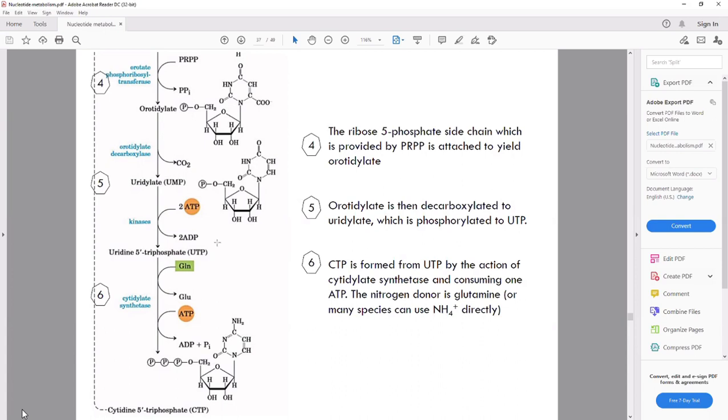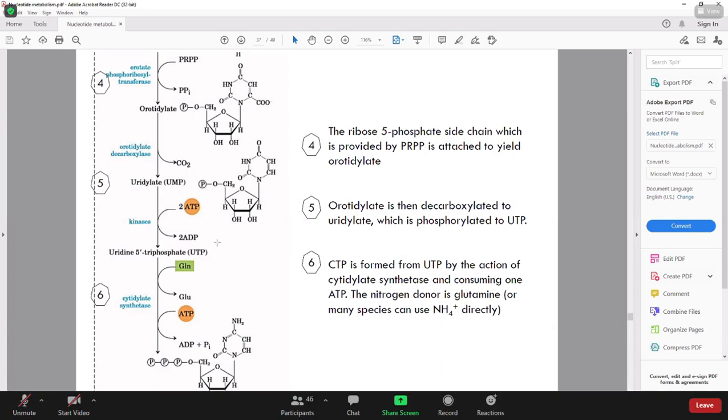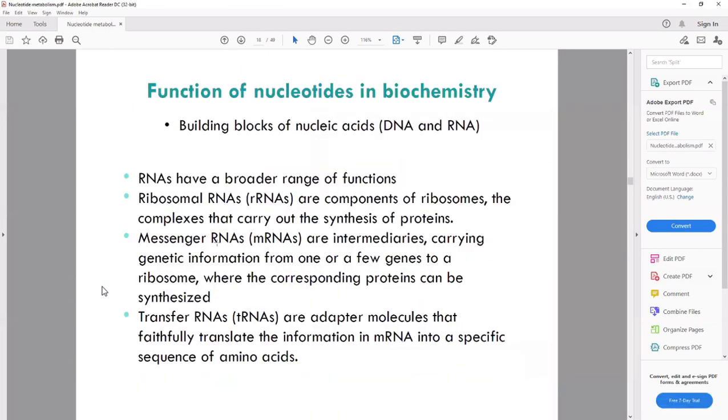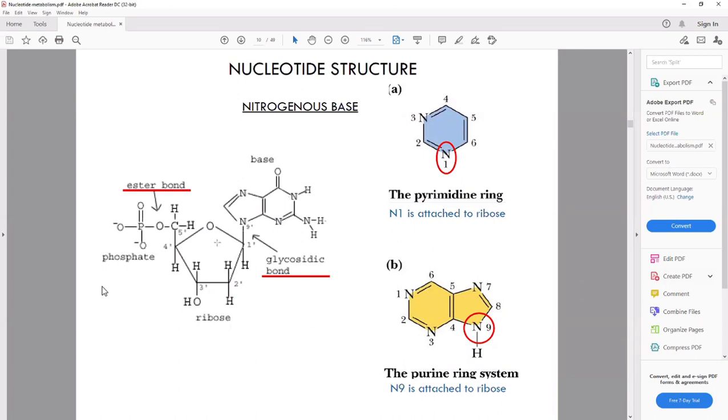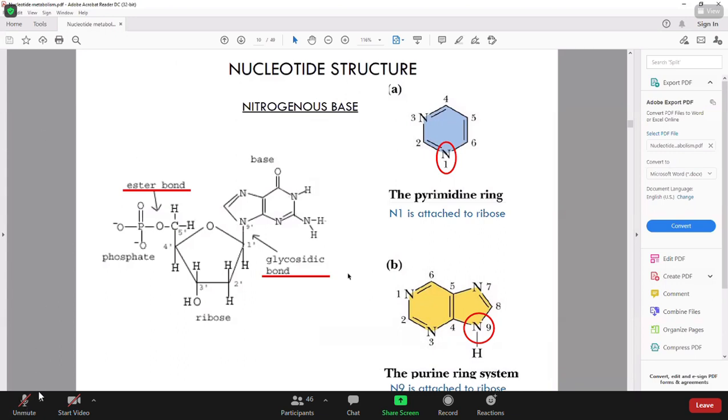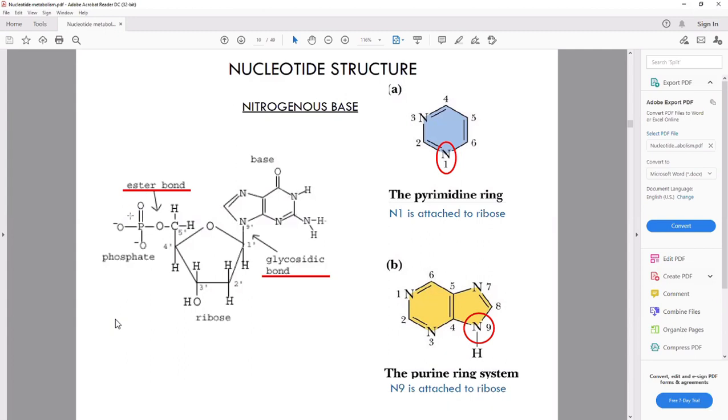Do you all understand? Later I will share another way to explain. Doctor, meaning that CTP is already one complete nucleotide? Oh yes. Okay, now this is your nucleotide.